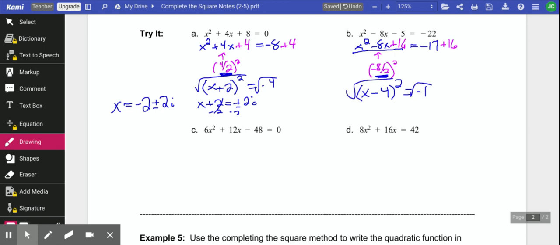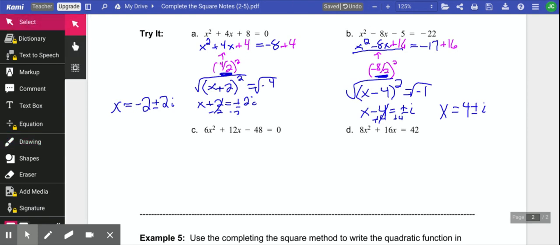So now we'll take the square root of both sides. We get x minus 4 equals plus or minus, and the square root of negative 1 is just i. And our last step, we're going to add 4 to both sides. So our answer is x equals 4 plus or minus i. All right, we'll tackle the next two in the next video.